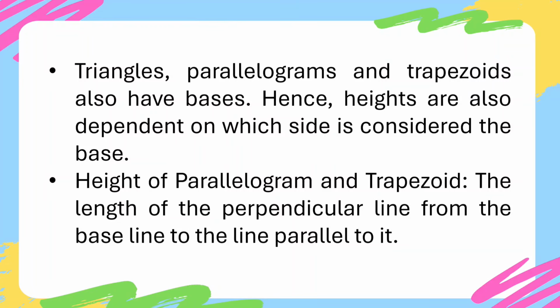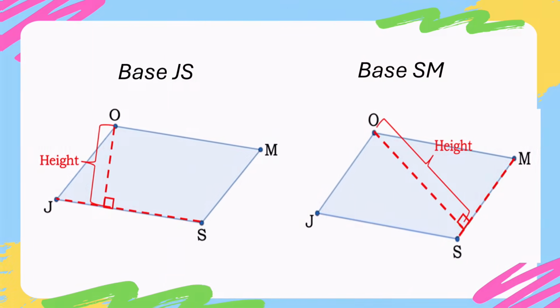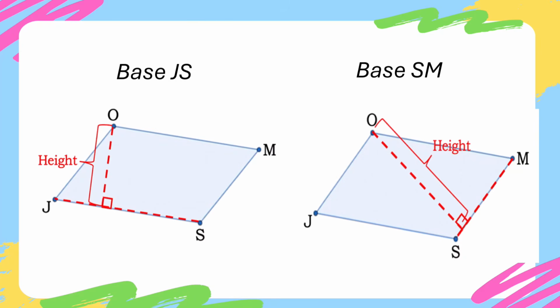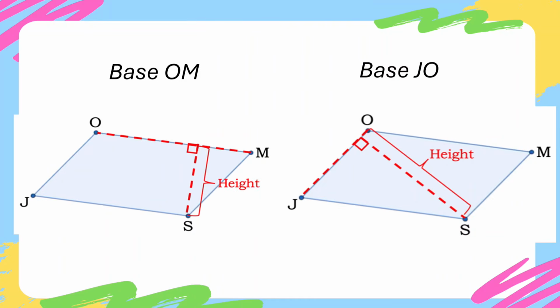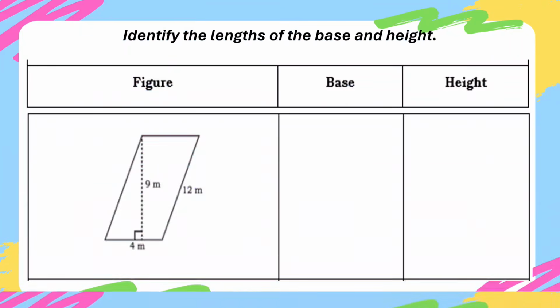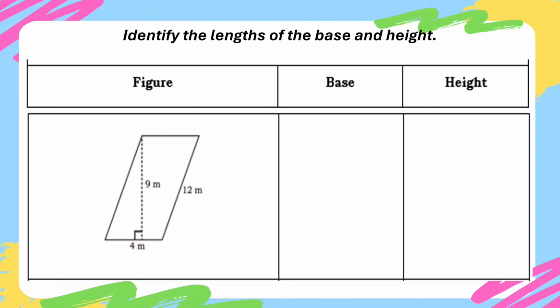Triangles, parallelograms, and trapezoids also have bases. Hence, heights are also dependent on which side is considered the base. The height of the parallelogram and trapezoid is the length of the perpendicular line from the baseline to the line parallel to it. Now, identify the lengths of the base and height.